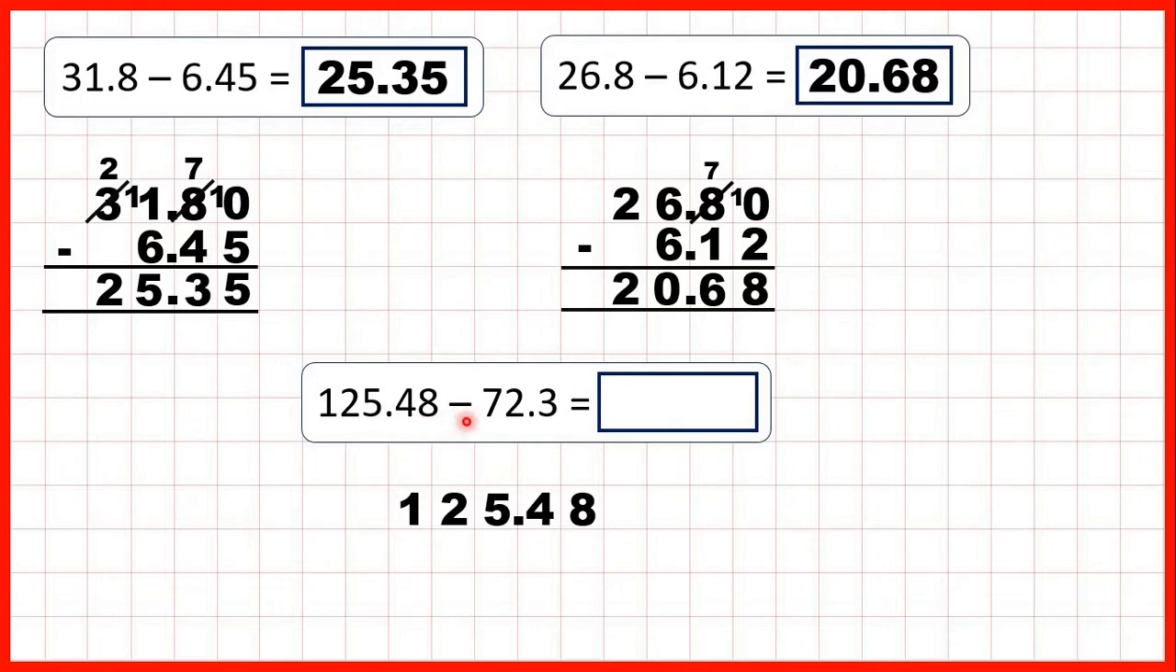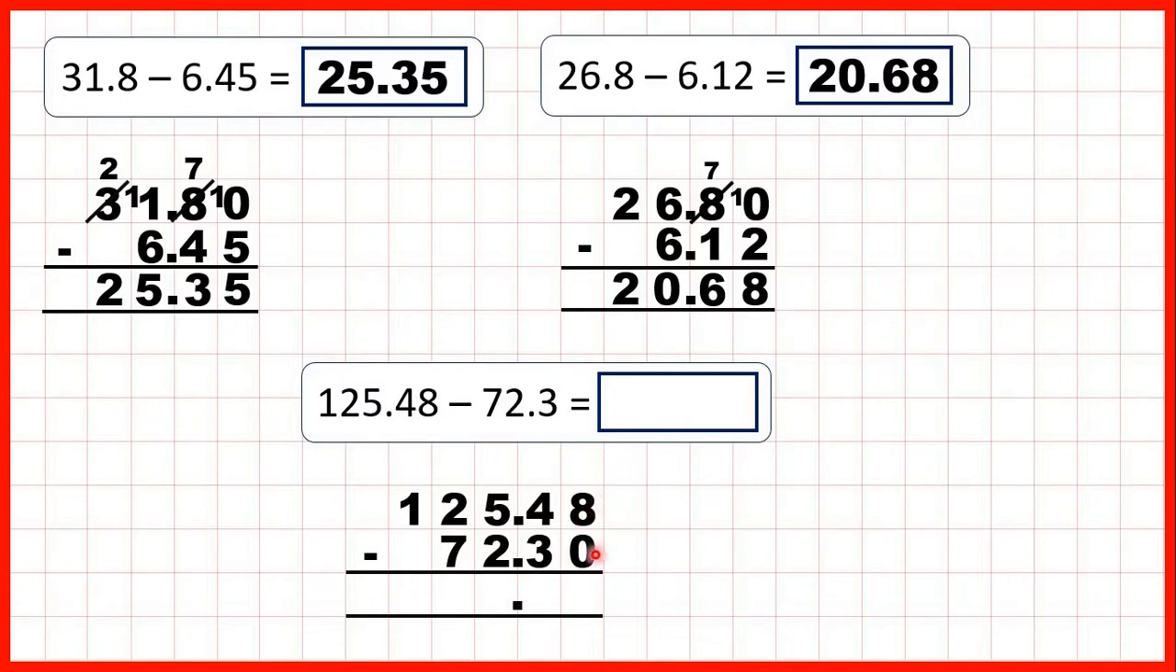Now we have 125.48, and we're subtracting 72.3. So it's really important here that we have our decimal points lined up so that the other place values in our question are lined up as well. We can write a 0 in this empty square because 72.30 is the same as 72.3. All this 0 tells us is that we don't have any hundredths in this number. We copy down the decimal point into our answer.